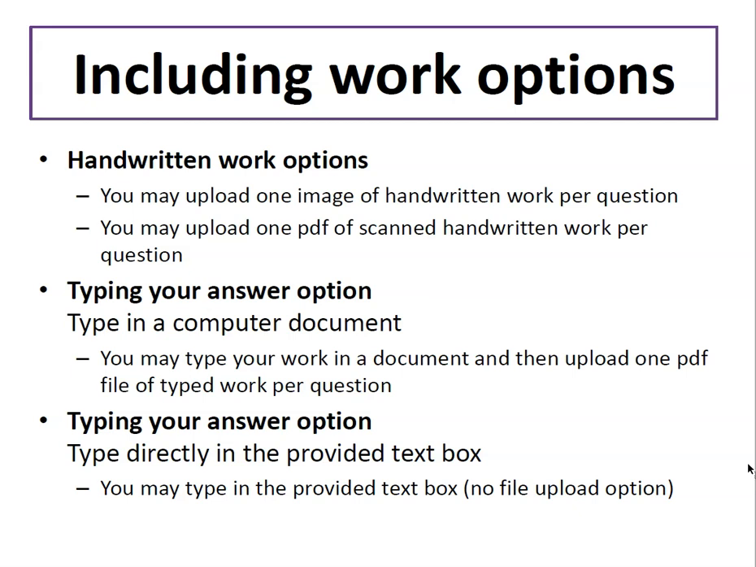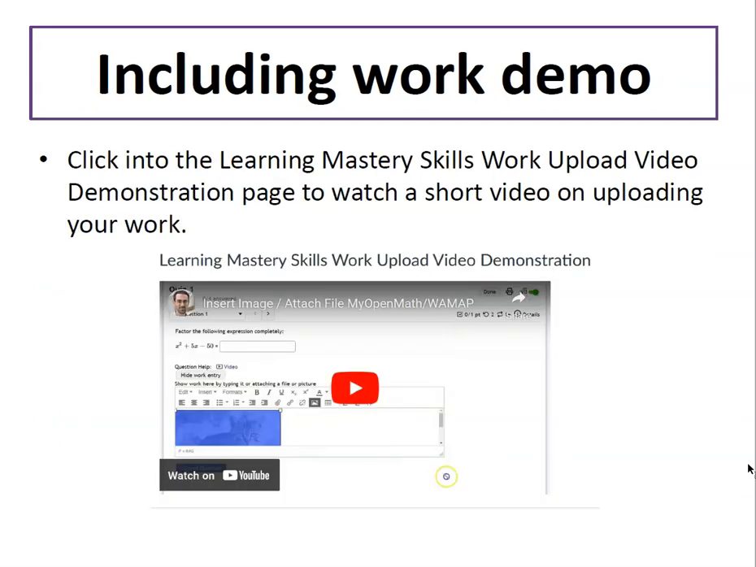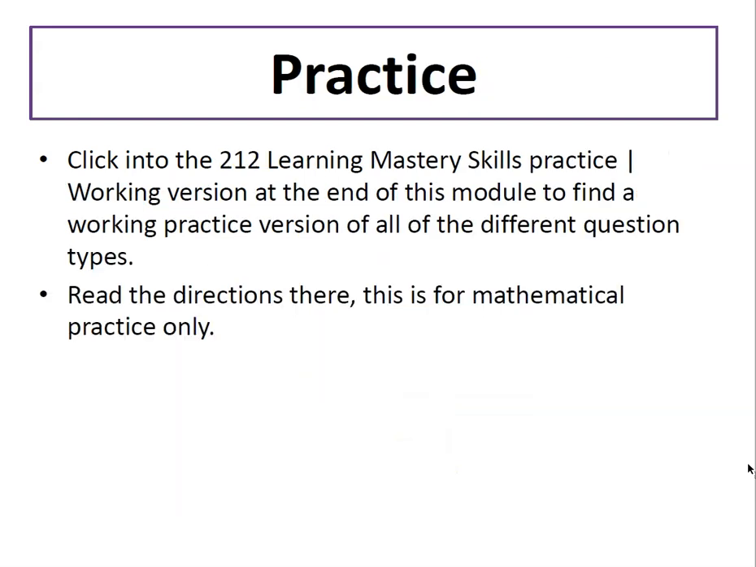You have multiple options to include your work. You can simply write by hand and then upload 1 image of handwritten work per question. You can also upload 1 PDF of scanned handwritten work with your question. So you can take a photograph or scan with your phone or a scanner. You can type your answer in a computer document of any kind, and then upload a PDF of your work to the question. Or you can type in the provided text box, and we'll look at that in a moment. There's a video on how to upload your work, and that's on your Learning Mastery Skills Upload video demonstration page. You can also practice, not the upload work part, but the actual calculations part.